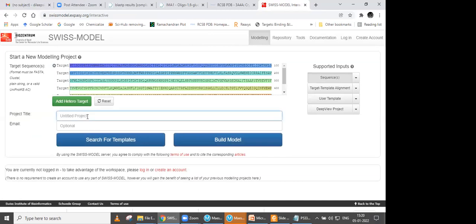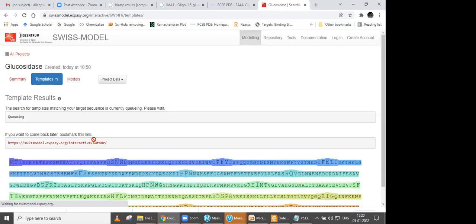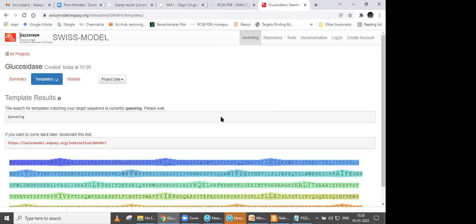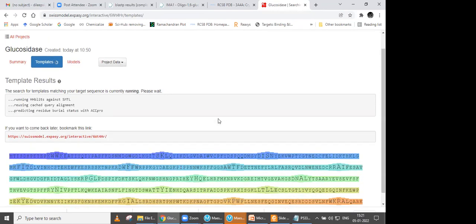Then I'm entering any name as the project title, and the email option is optional, and you can click search for template. Here the option is search for template. Then it will take quite some time for searching the best template.